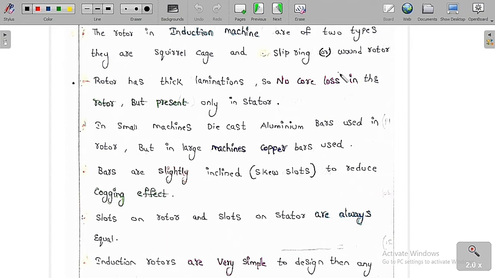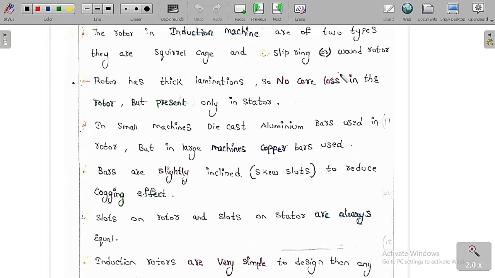One is called the squirrel cage rotor and the other is called the slip ring or wound rotor. You can call it either slip ring rotor or wound rotor, because with slip rings we can connect an external resistance from outside to the rotor winding, so we can increase the starting torque. The rotors in an induction machine are of two types.